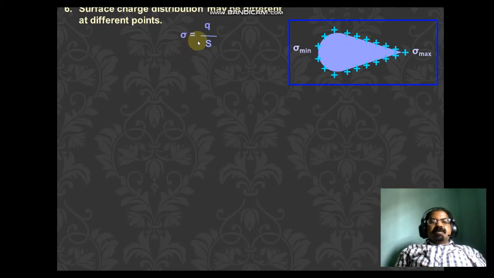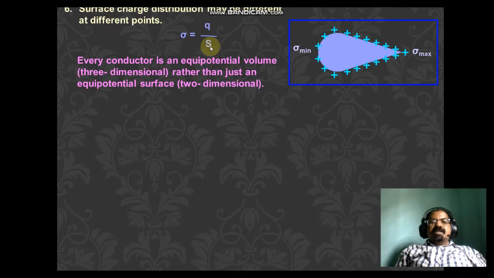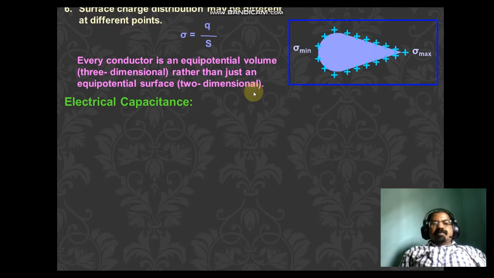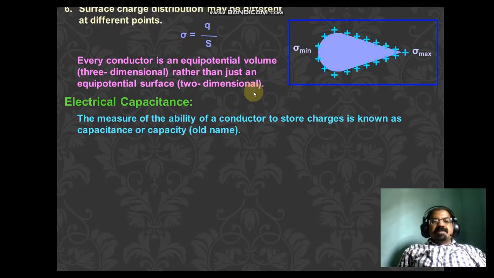That is sigma, mathematically sigma equal to q by s, where q is the charge and s is the surface area, and sigma is the surface charge density. Every conductor is an equipotential volume, 3-dimensional, rather than just an equipotential surface, 2-dimensional.